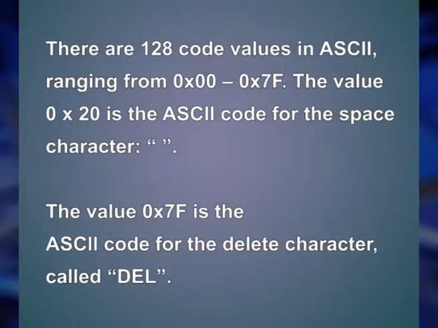There are 128 code values in ASCII ranging from 0x00 to 0x7F. The value 0x20 is the ASCII code for the space character. Now, the value 0x7F is the ASCII code for the delete character called DEL.